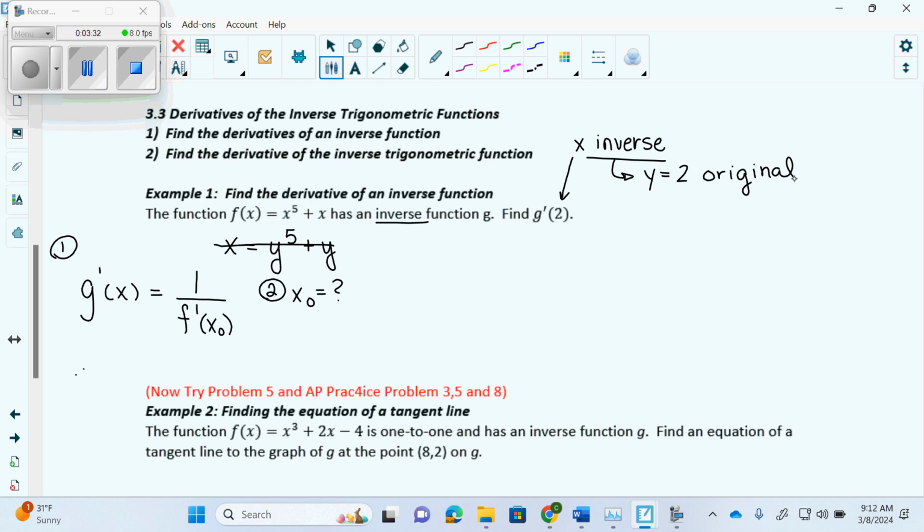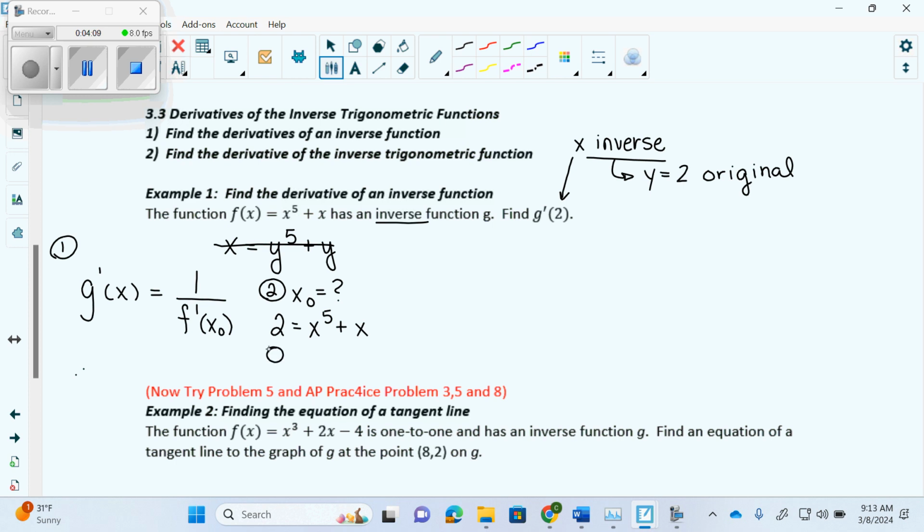2 on the original is not the x value. It's the y value, to solve for x. So this is the x on the inverse, which means that 2 is y on the original. So if I go to my original, I get 2 equals x to the 5 plus x. We agree? Because it's the y value, not the x on the original. Y values in the inverse are x's, and x values in the inverse are y's. So this is an x value, so it's my y. I can plug it in.